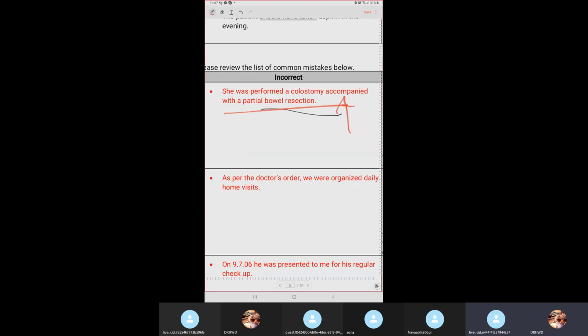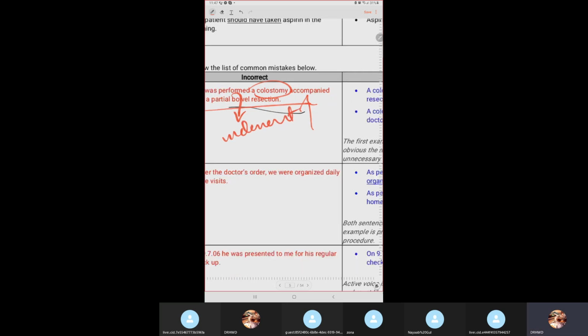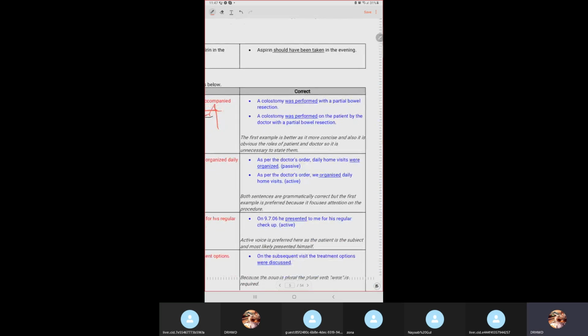Colostomy was performed on her, accompanied with a partial bowel resection. You're saying the right thing, right? Colostomy was performed, accompanied with a partial bowel resection, or instead of doing this, you could say she underwent a colostomy along with partial bowel resection, right? So you're making it concise and making it clear.